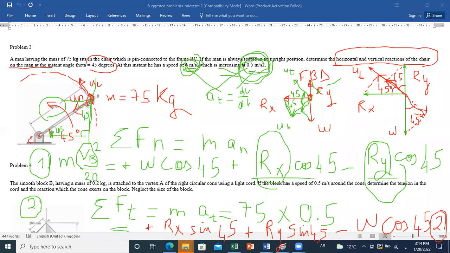So we end up with 2 equations with 2 unknowns, which are Rx and Ry. Once you solve, you get the horizontal and vertical reactions of the chair on the person. This was the question.